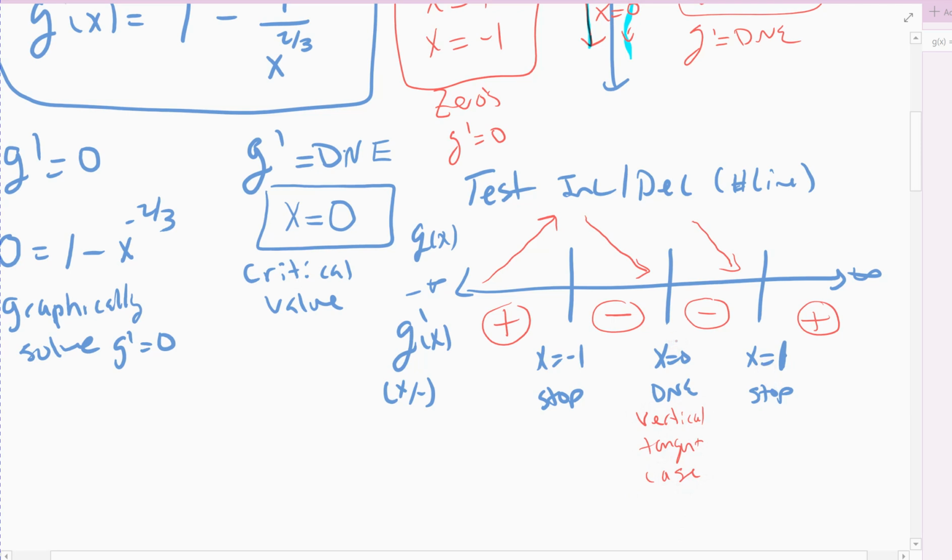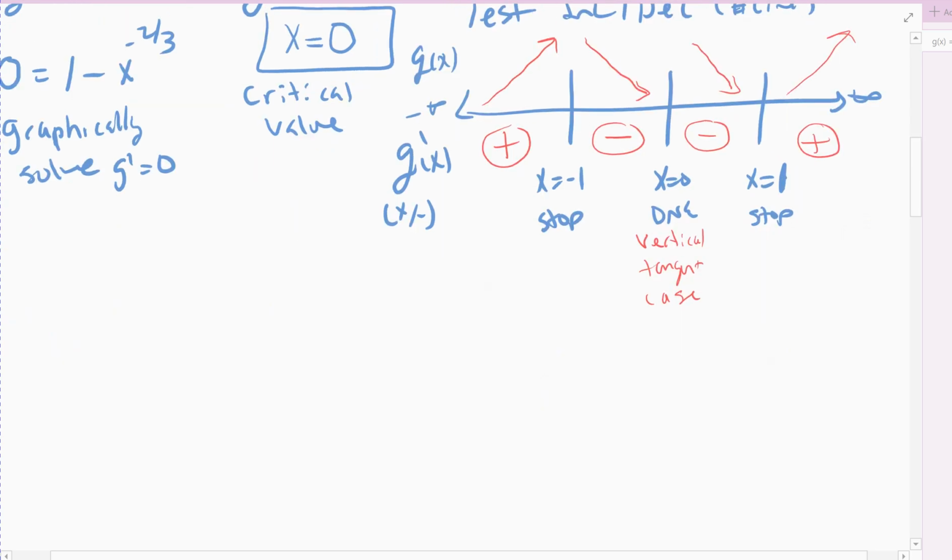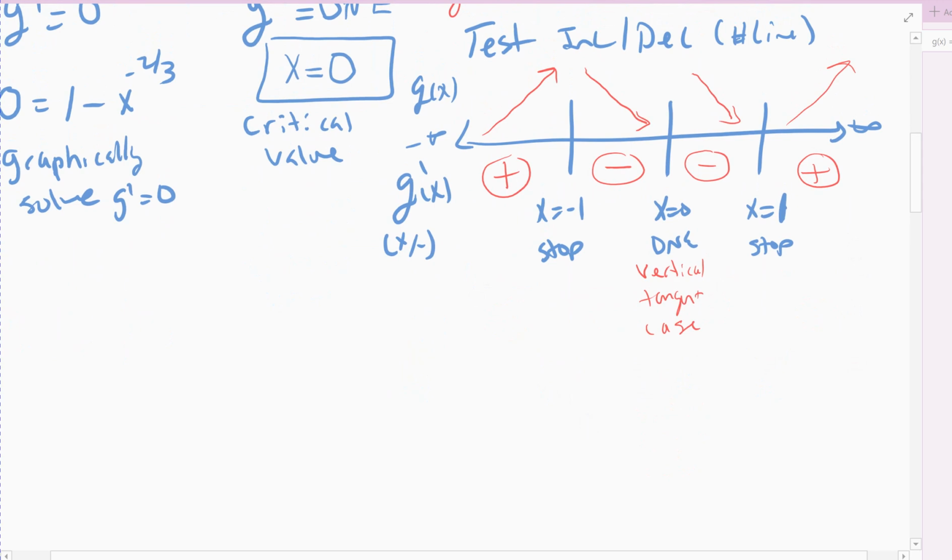Then I still have to finish off my picture. From 1 to infinity, the slopes were positive, so it increased. So now: increase, decrease, decrease, increase. Stopped. Didn't exist means it doesn't increase and doesn't decrease. It's a special moment. Stopped, increased. Now writing that all out, we'll start with the critical moments.